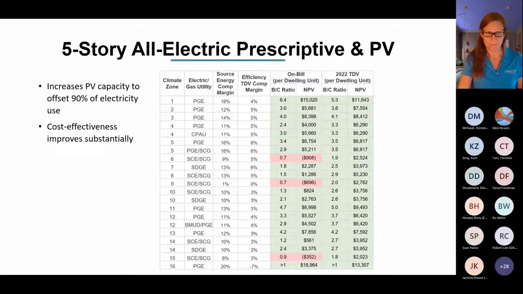The good news is that when we add PV, we are cost effective, just like we saw in the 3-story. Adding PV, or rather increasing the PV capacity for the base case system, improves cost effectiveness substantially. So this is similarly increasing it to offset 90% of the electricity use. And this package is cost effective based on TDV in all cases, and it's on-bill cost effective in almost all cases. Adding some efficiency to those couple of cases where it's not cost effective probably would bring that over the edge.